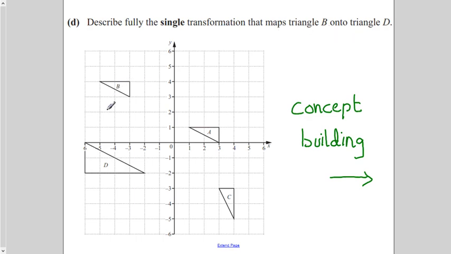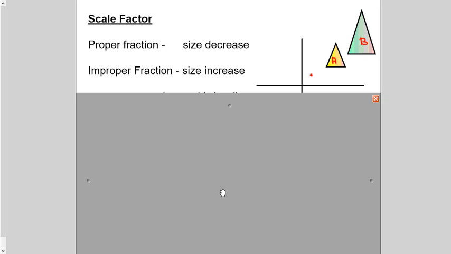Right. Now part D, describe fully the single transformation that maps B onto D. Now B is mapped onto D. It is very obvious that size is increasing. So without any hesitation, we know it is enlargement. Now when you have to describe fully, you know what things you must mention? Scale factor, name it, like enlargement, and the center of enlargement. So these 2-3 things you must describe. Now let's have a little concept building here. I'm helping you to recall concepts also so that you can solve other questions as well.